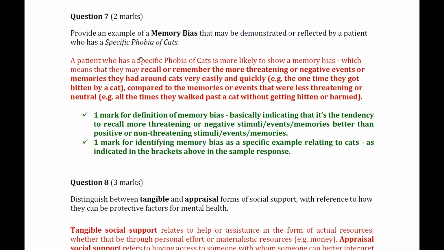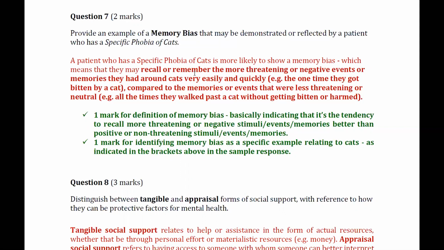So talking about the fact that people with memory biases who have a specific phobia of cats would remember the negative events very quickly compared to the positive events. Okay, I've just written it like a textbook definition here, but it doesn't have to be that complex. As long as you say something along the lines of memory bias tends to be when you remember the negative events relating to a phobic stimulus more quickly or more easily compared to the positive events. That's a more simple definition you could have given that would still get you the marks. So that is basically where the 2 marks come from.